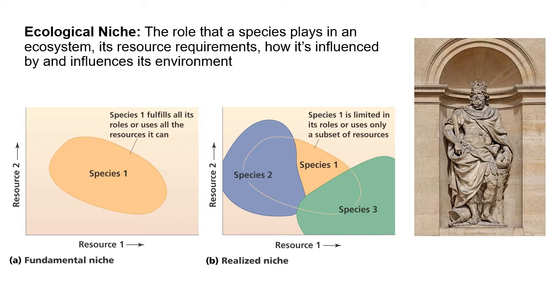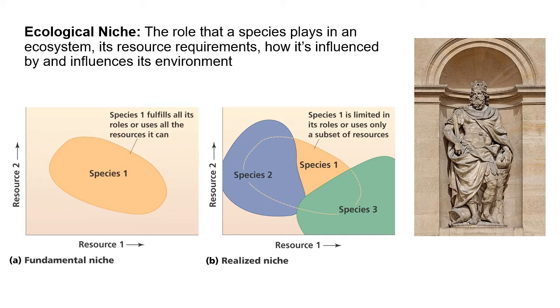And niche is kind of a complicated concept, but in general, it's basically the role that a species plays in its ecosystem. So it's the resources that it requires and the resources that it uses. It's how it influences its environment by changing resources and how it interacts with other species. So we can often think about the space in an ecosystem that a species occupies as its niche.